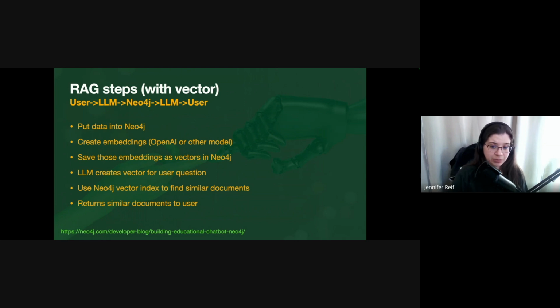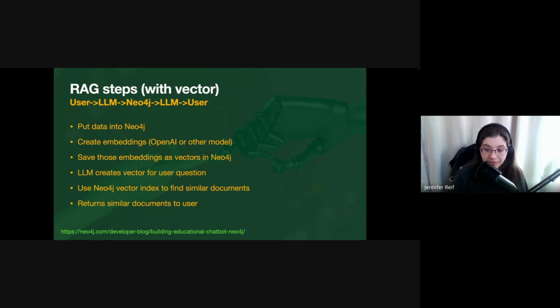So you're going to put the data into Neo4j. You'll create embeddings somehow using OpenAI or some other model, and you can just create a call to those models to create the embeddings for the data that you're passing it. You'll save those embeddings as vectors in Neo4j, and of course then create a vector index for those vectors in the database. The LLM is going to create a vector for the user question. You'll use the Neo4j vector index to find the similar documents to that question, and then you're going to return those similar documents to the user, potentially feeding that over to the LLM first for natural language results and so on.